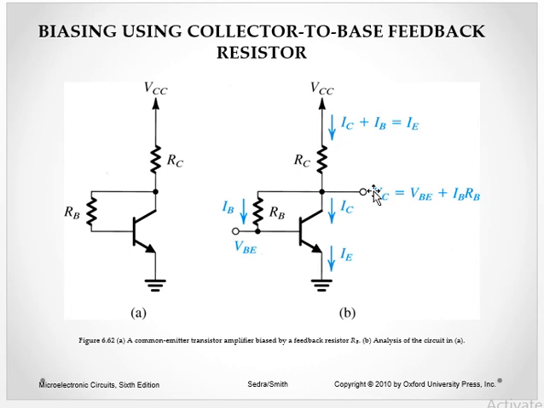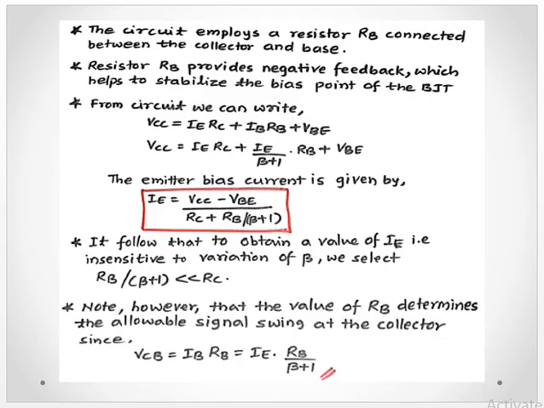So VC is given by IBRB plus VBE. The voltage at this point is given by IBRB and VBE. The circuit employs a resistor RB connected between the collector and base. Resistor RB provides negative feedback which helps to stabilize the bias point of the BJT.